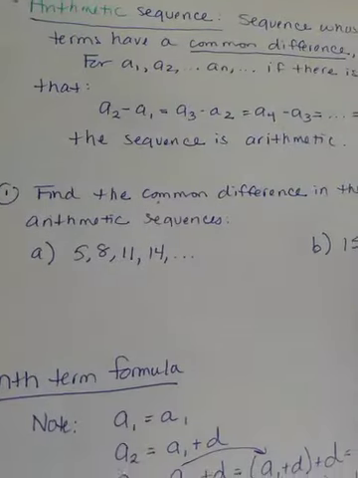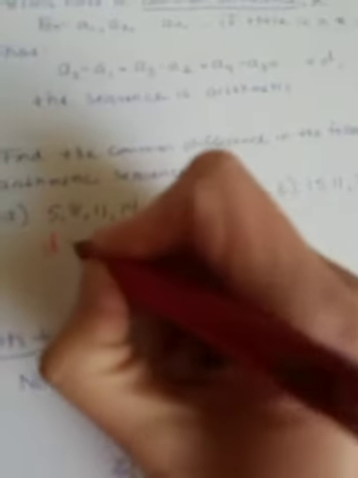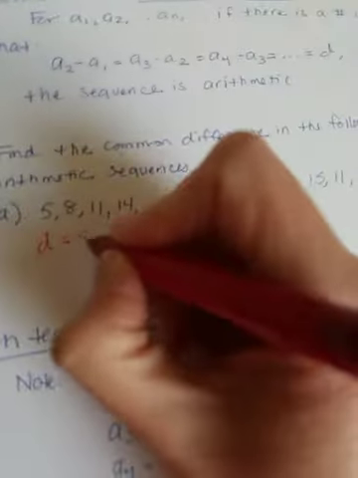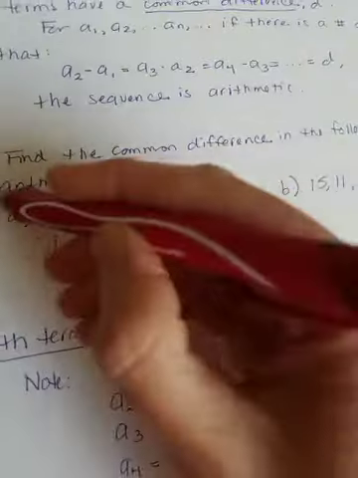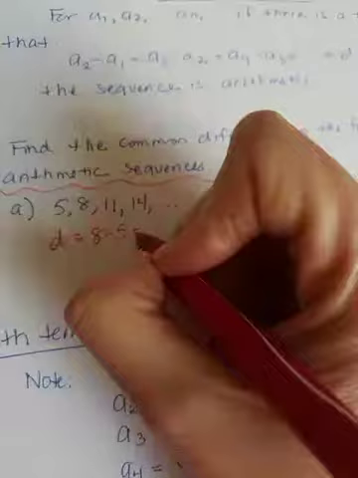So if you had 5, 8, 11, and 14, it's as easy as it looks. Your d is just, what's 8 minus 5? I don't have to check every single one because we already told you that it's an arithmetic sequence. So 8 minus 5 is 3. That's your d value.